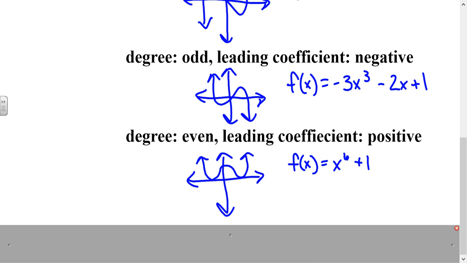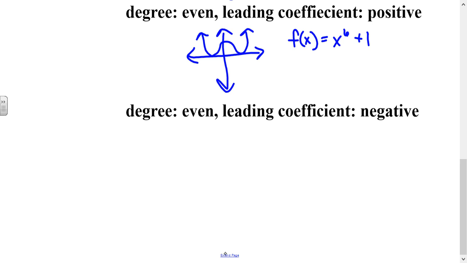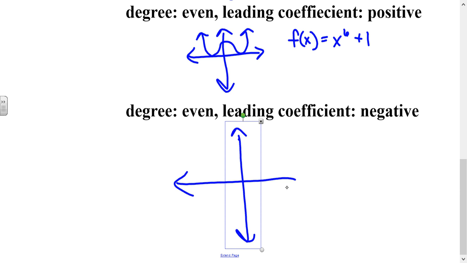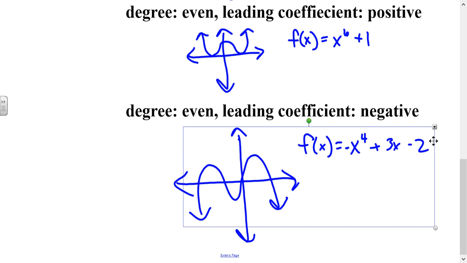Something like that. And then, if the degree is even but the leading coefficient is negative, then remember that means that it would look something like this. It would be down on both ends. So it would do something weird and then be down on both ends like that. And that would be something like the function f(x) = -x^4 + 3x - 2. Something like that. Okay, so just to review those before we start this.